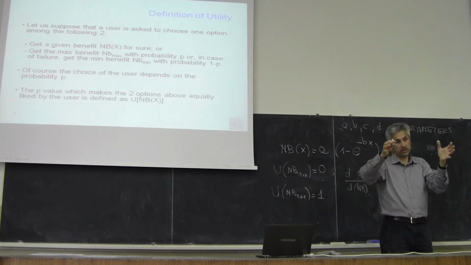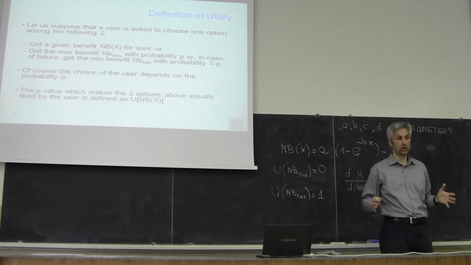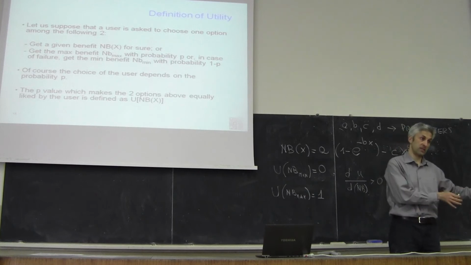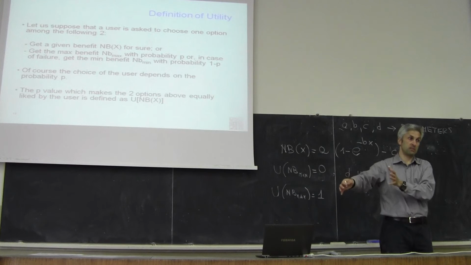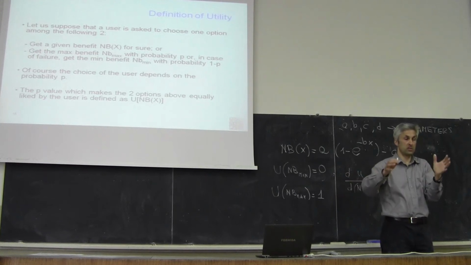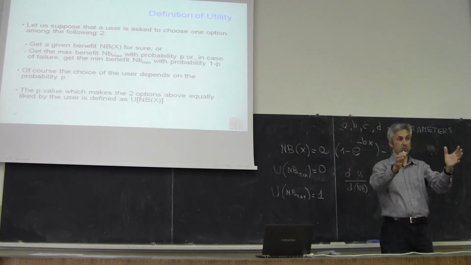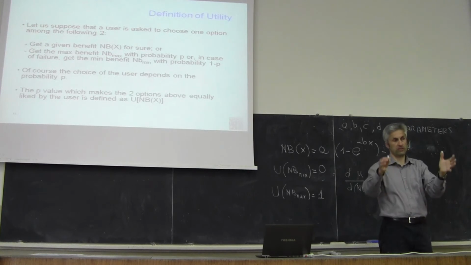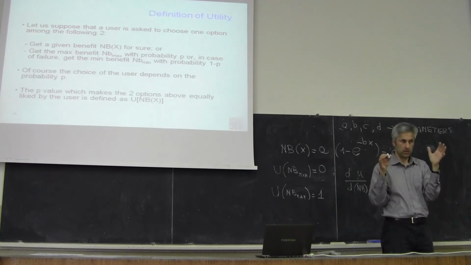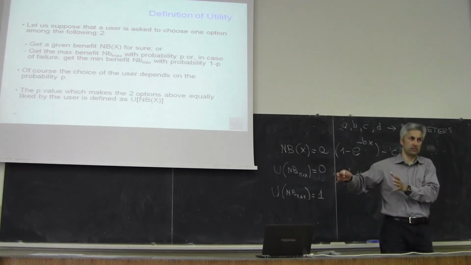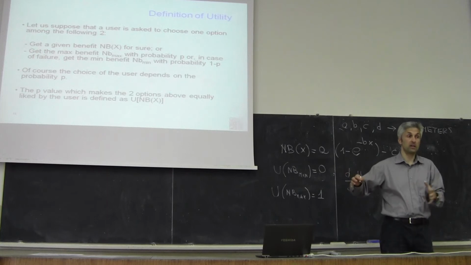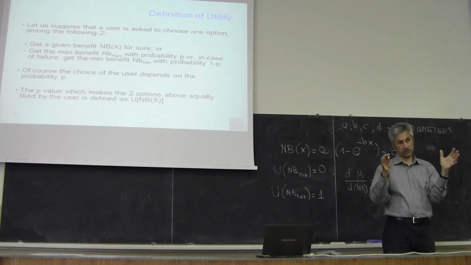You go to a user and ask him, I give you 100 for sure, or 0 with 40% probability, 500 with 60% probability. So in the first case you have a certain event, benefit 100. In the second case you have a risk. The risk is you get 0 with probability 40%, you get 500 with probability 60%. What would you choose? You ask the user.